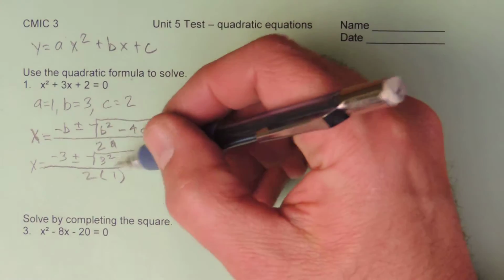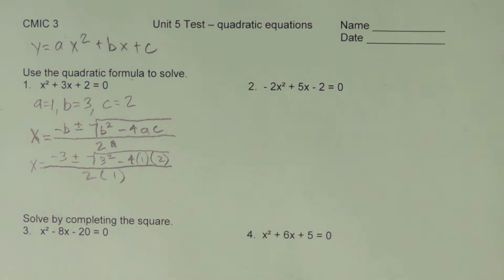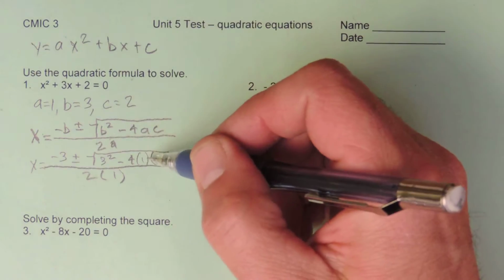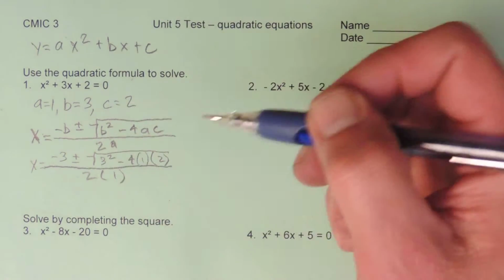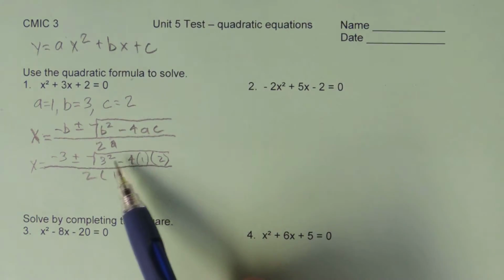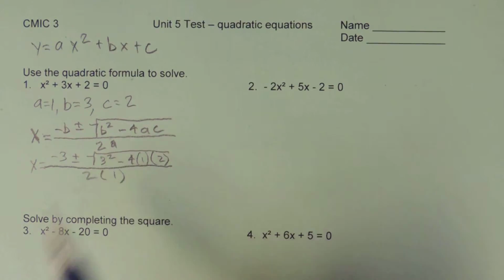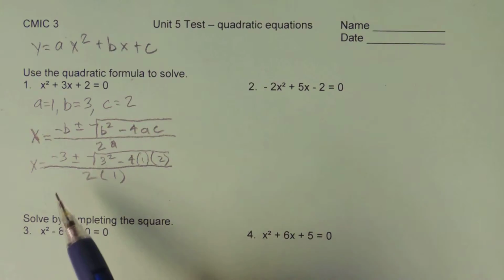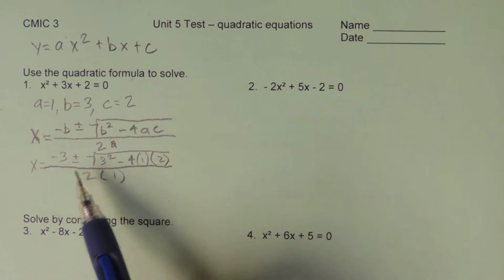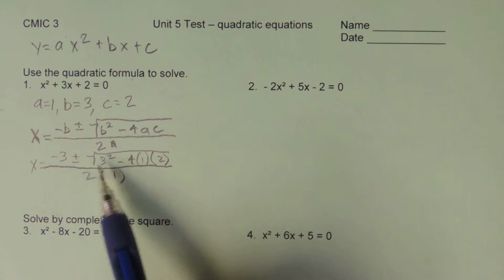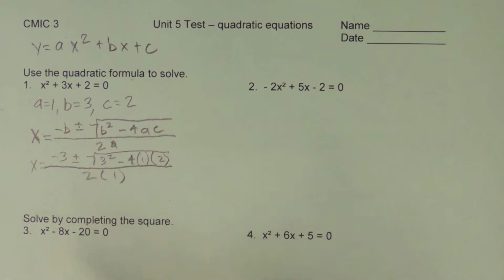The first thing I'll do is calculate the square root. 4 times 1 times 2 is 8. 3 squared is 9. So I have 9 minus 8. So I have the square root of 1. Square root of 1 is technically positive 1, but negative 1 would also solve that.